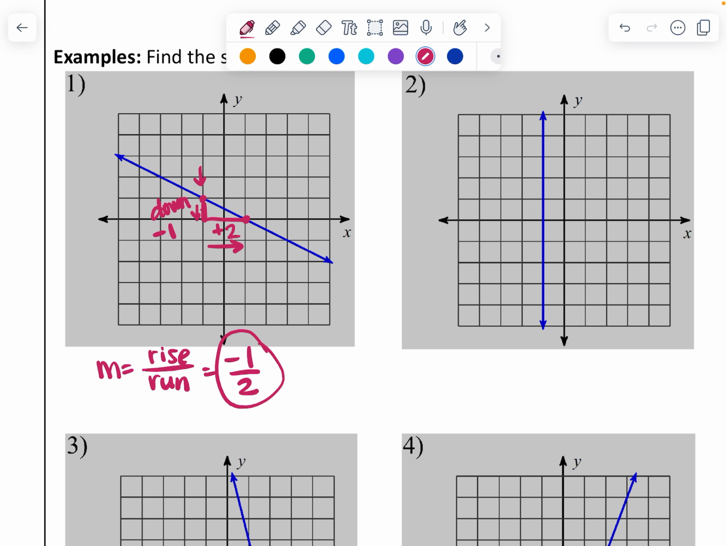Look at number 2. I should be able to look at that and know exactly what the slope is just by looking at it. This is a horizontal line. It doesn't move left or right at all. Apologize, this is a vertical line that doesn't move left or right at all. So I know that M is undefined. There is no run.